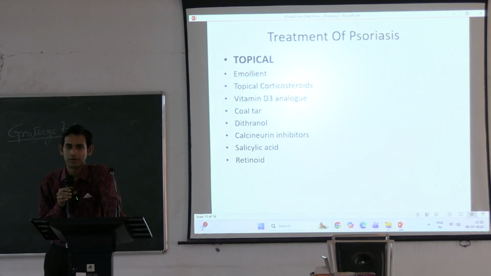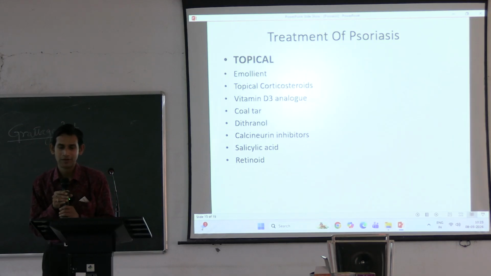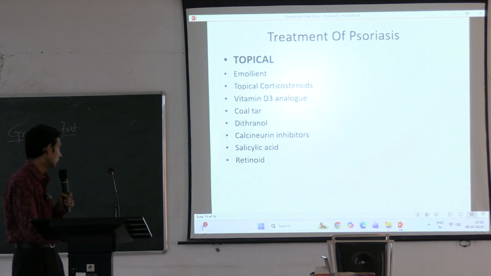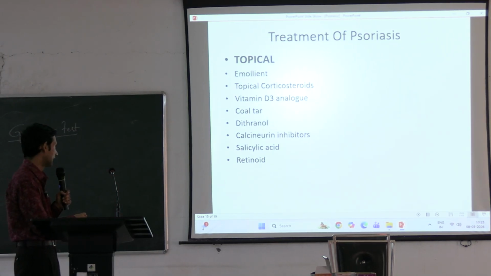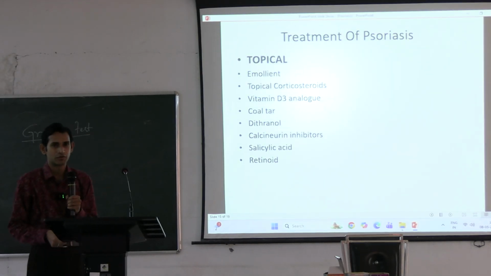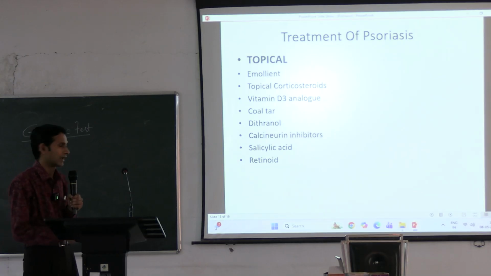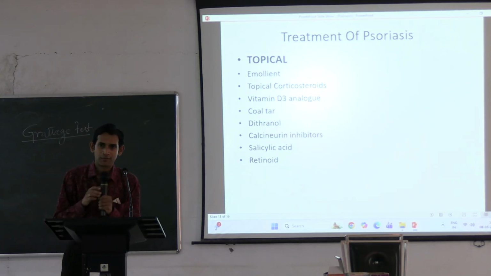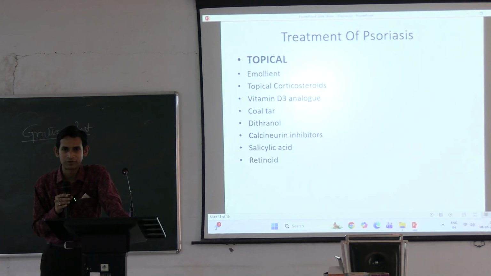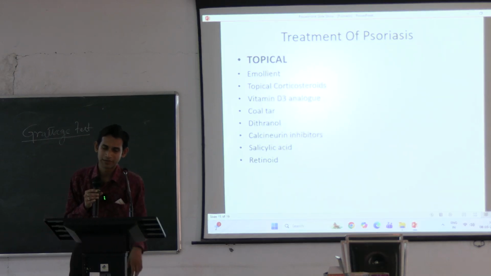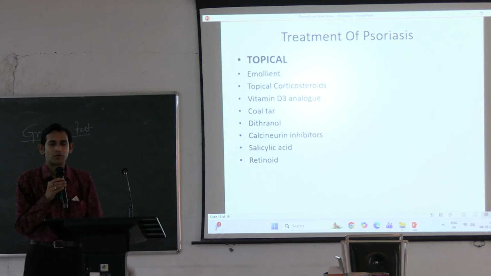It is given once daily for 2 weeks, and after that it is given on a weekend basis for a long time. Now coming to vitamin D3 analogs, also known as calcipotriol. Vitamin D3 analogs are also a very important topical medication used in the treatment of psoriasis. Coal tar can also be used, but presently it is used for the treatment of scalp psoriasis. It can also be used in other areas of the body, but the most important thing is that tar has an offensive or pungent odor, and it usually produces folliculitis-type lesions. Now coming to dithranol or anthralin.